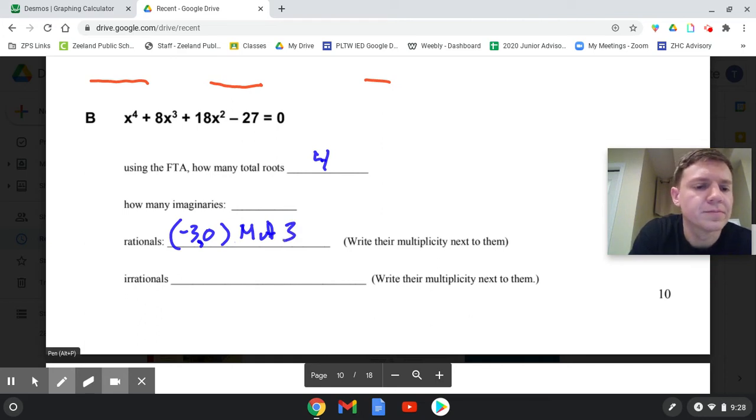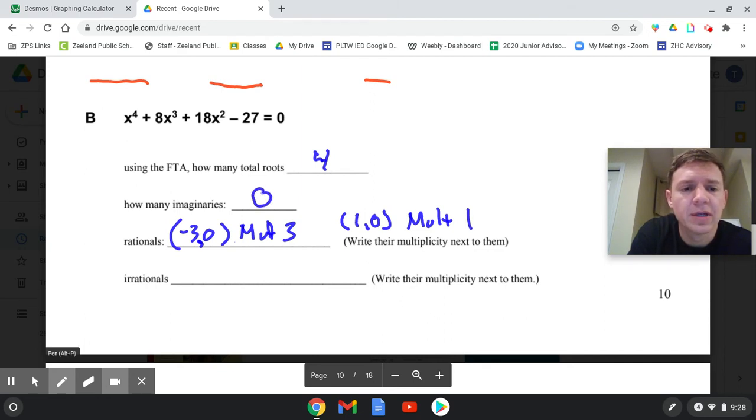And then we had, I'm just going to change my color. No, I won't. 1, 0 was rational with a multiplicity of 1. Okay. And so, yeah, that adds up to 4 right there. So 0 are imaginary, and none of them were irrational. All right.